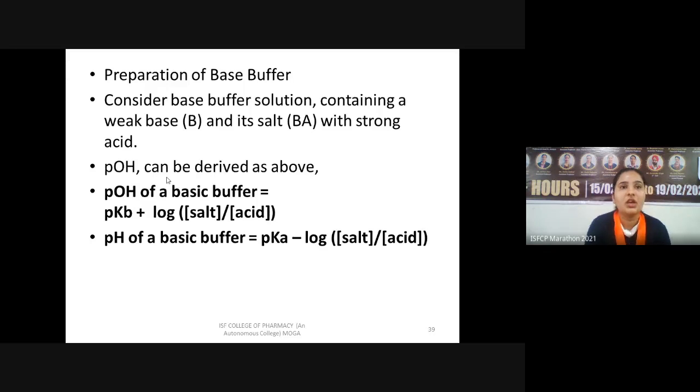So what is this equation? This equation will be modified to: pOH of a basic buffer is equal to pKb plus log of the concentration of the salt divided by the concentration of the base. From here, we will be able to calculate the pOH, and from the pOH we can easily calculate the pH value.